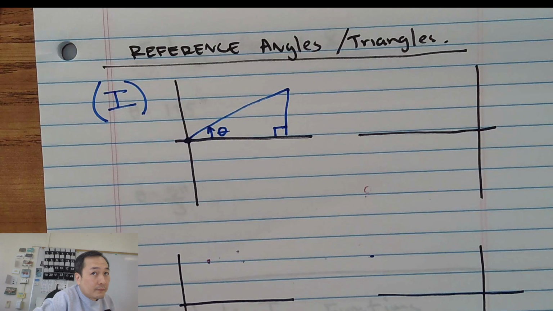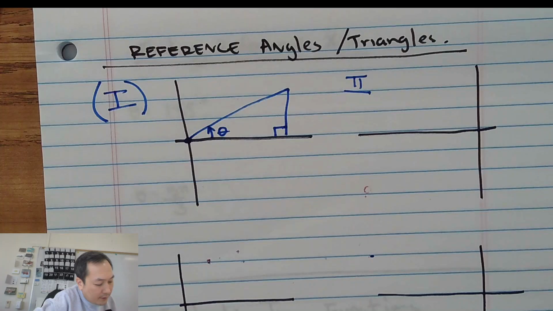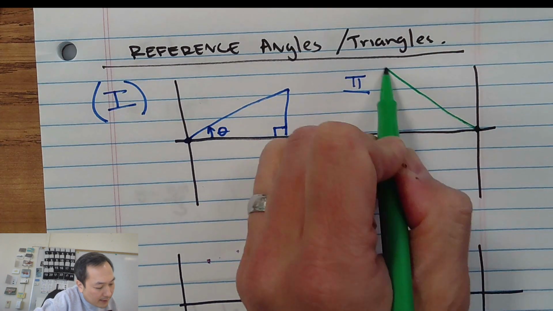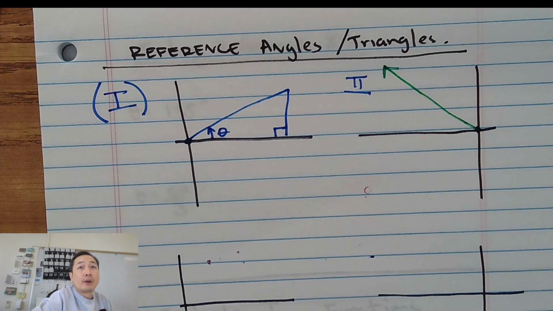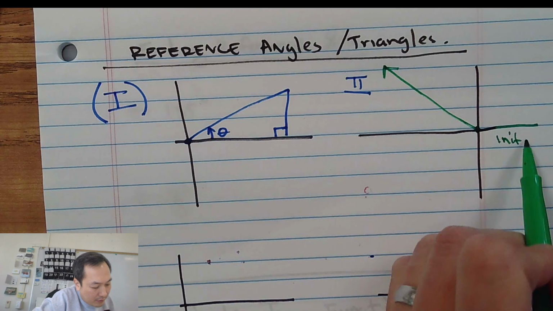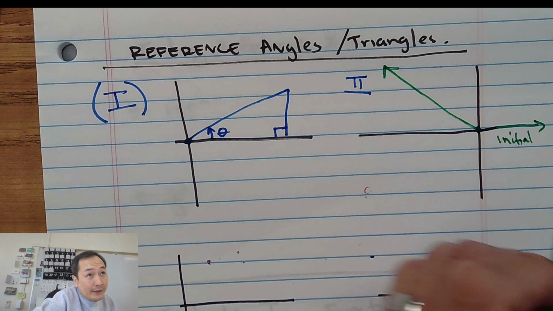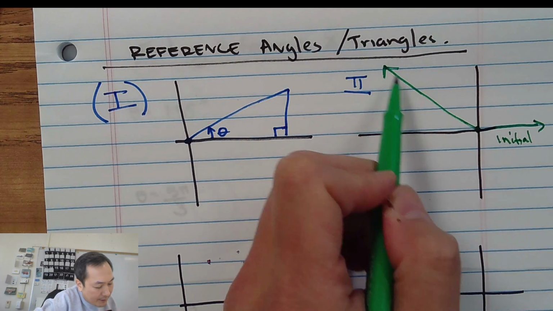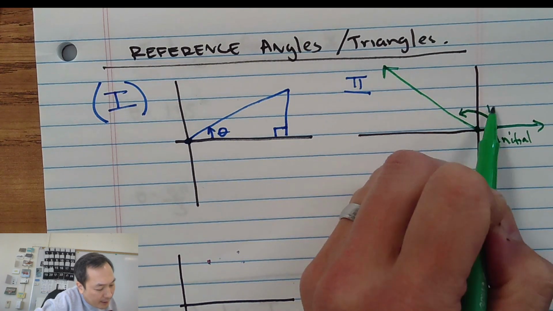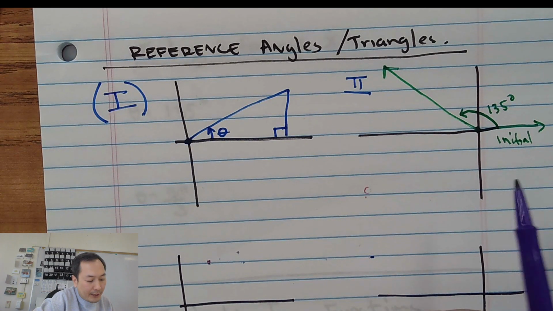In our quadrant 2, which is this quadrant here, if my angle, class, let's say is like that, and I say that this is my initial side, because it's always going to be that positive x-axis as my initial side, and I say that this is my terminal side, and this being, let's say, 135 degrees. I'm kind of jumping the gun, but I feel like you guys are ready.